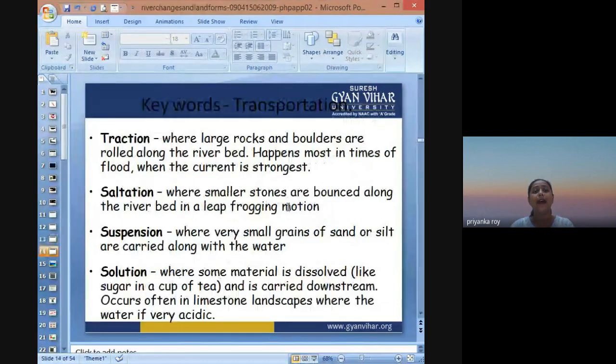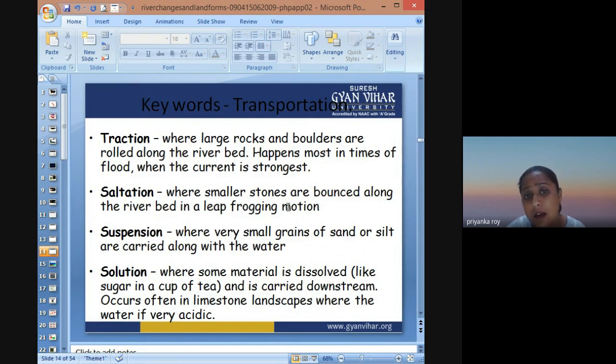Then we have traction, saltation, suspension, and solution. Traction is when large rocks and boulders are rolled down, dragged along the river bed by the force of the flowing water. It happens when the force of the water is very high.